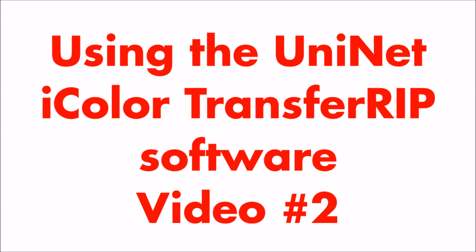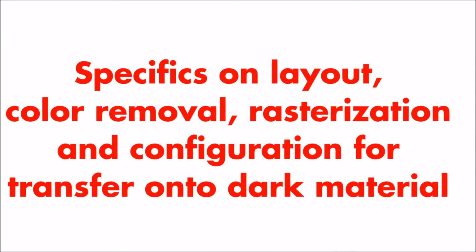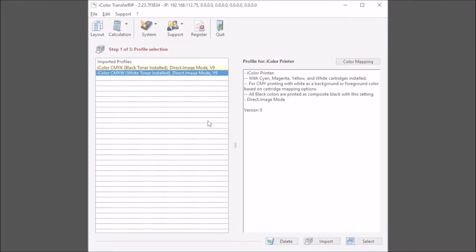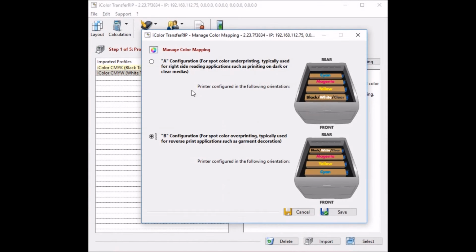In this video, we will get into specifics on how to use the layout tool, color removal, using rasterization, and configuring your graphic for transfer onto dark material. When printing and pressing onto garments, it's necessary to select the white toner profile and set your system to B configuration for white overprint.